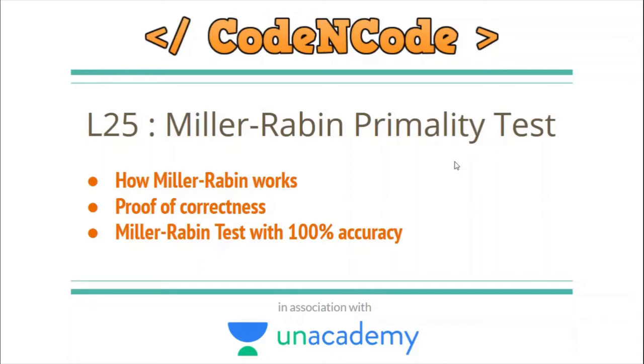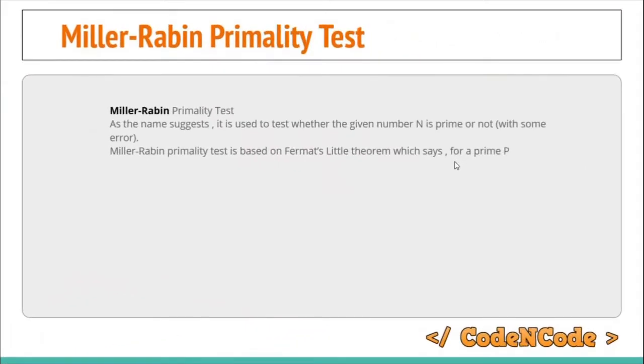In this lecture we are going to study the Miller-Rabin Primality Test, which is a better algorithm as compared to Fermat's Primality Test. We'll see why. Of course, the Miller-Rabin Primality Test is an algorithm to test whether a given number n is prime or not. Since this is a probabilistic algorithm, there is a probability of error.